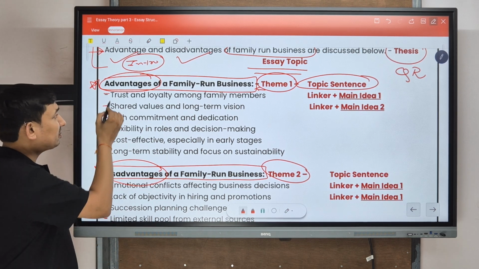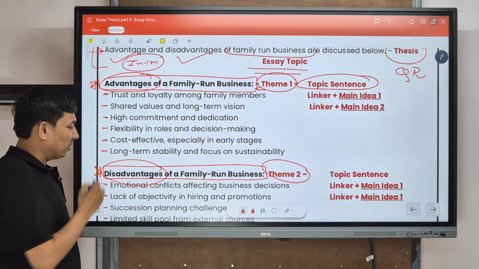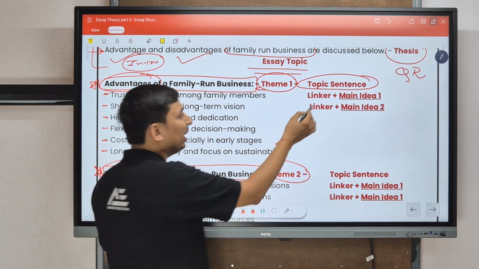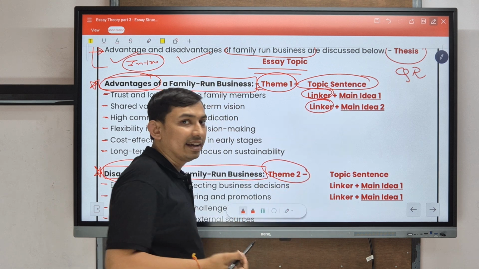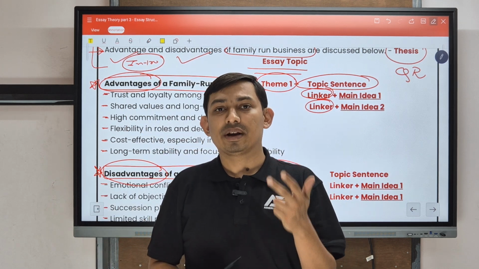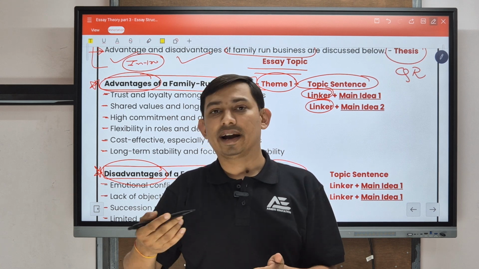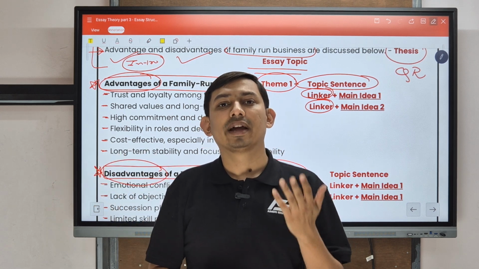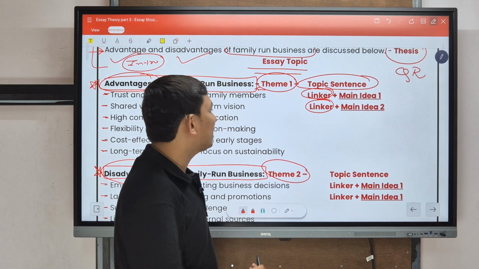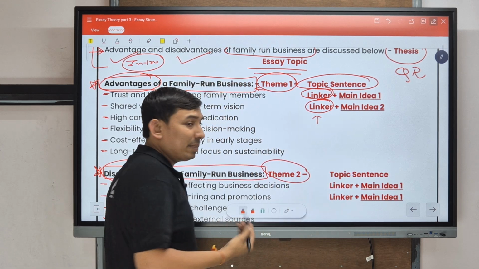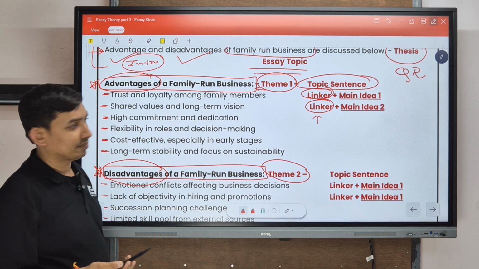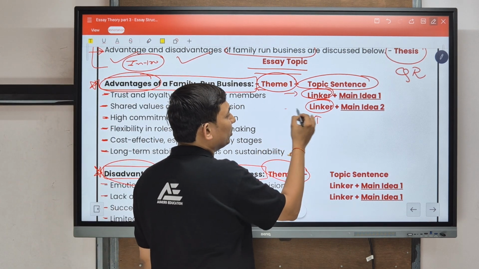Now next, these bullet points or numbering are not allowed in formal writing. So instead of that, we are going to write a linker. Linkers like the most obvious one is, the first one is, the most evident one is, and to write another idea, furthermore, in addition, another advantage, another disadvantage. So this is called a linker, which represents the flow. This is the first, second, third, fourth, fifth, sixth, like that. So we are going to use linkers.